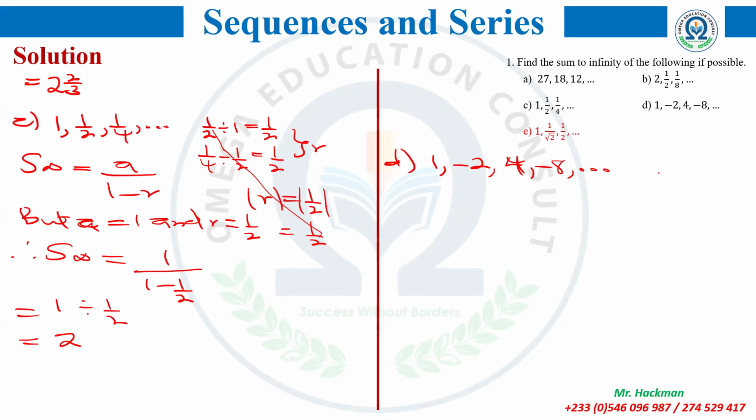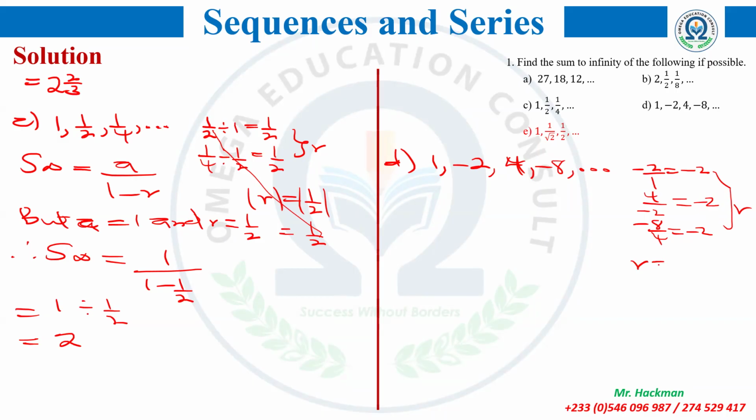Let's see whether there exists a common ratio. Then after that, we'll check whether the common ratio value will permit the sum to infinity. We get -2 over 1, the ratio, and that gives us -2. The second one will give us 4 over -2, and that gives us -2. The next ratio, -8 over 4, also gives us -2. So we have a common ratio. Do you agree? Yes, please.